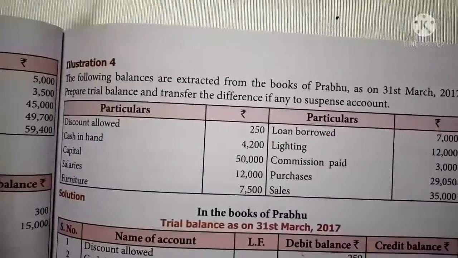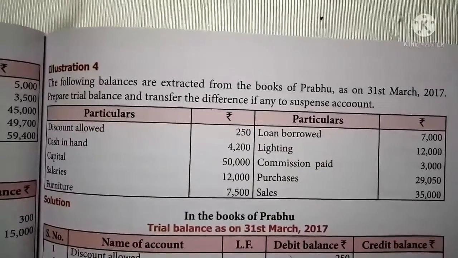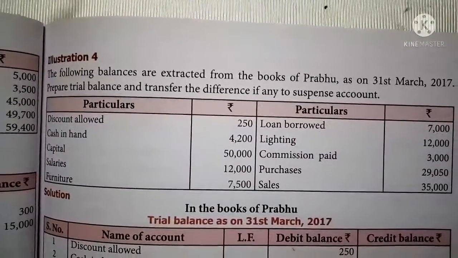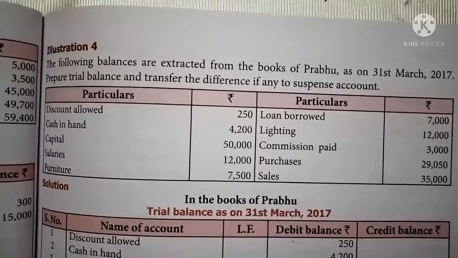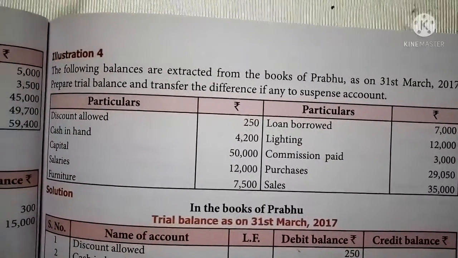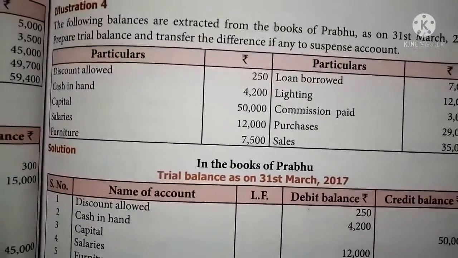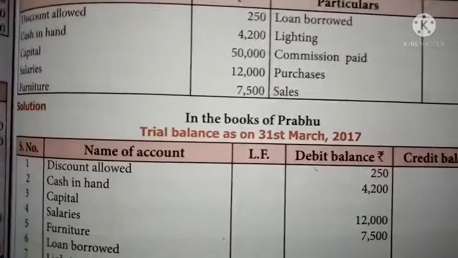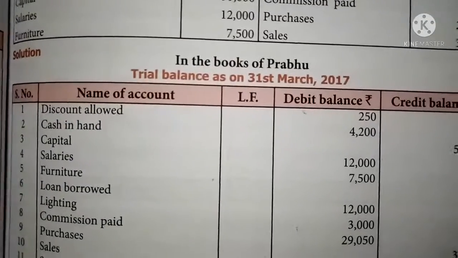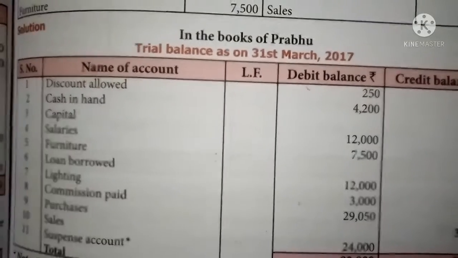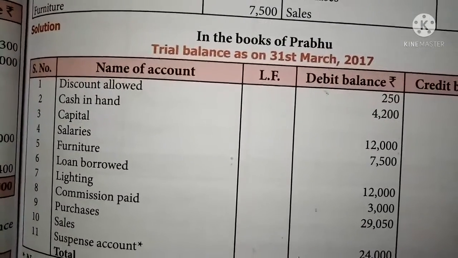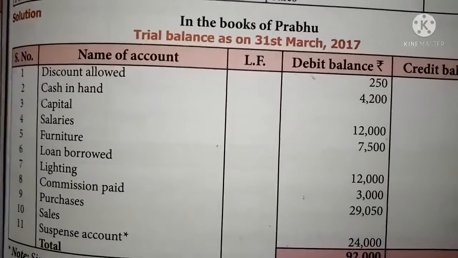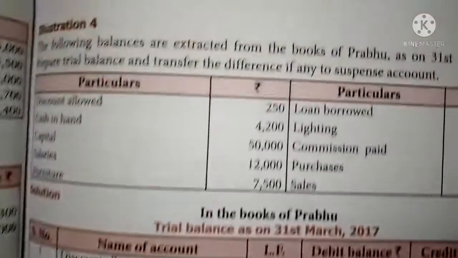In this example, they are asking to prepare trial balance as on 31st March 2017. Likewise you can make the necessary columns. First write in the books of Prabhu, that is the name of the business person, trial balance as on 31st March 2017, and make the necessary columns, and write all the ledgers in the name of the account, name of the ledgers, and write the amount in debit column or credit column.